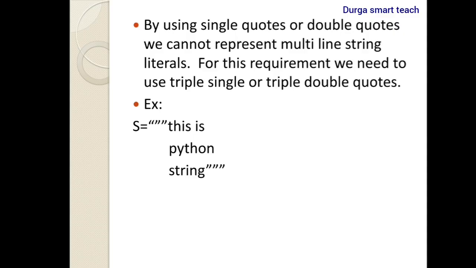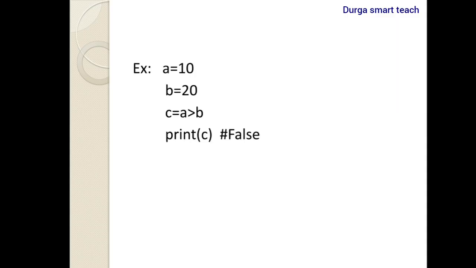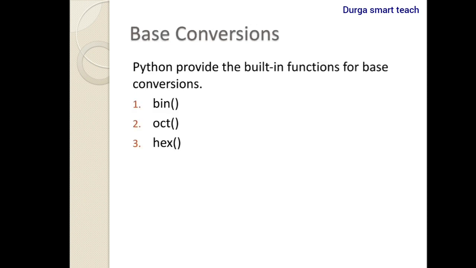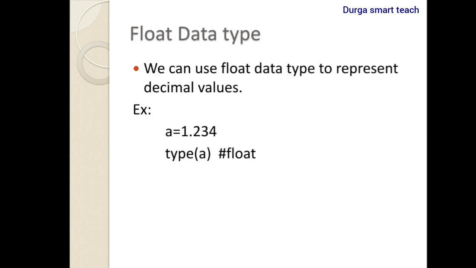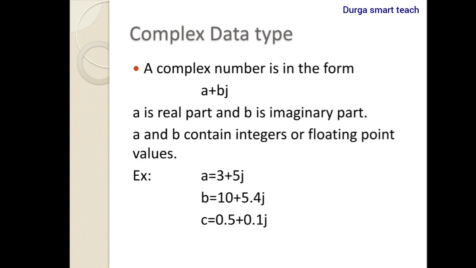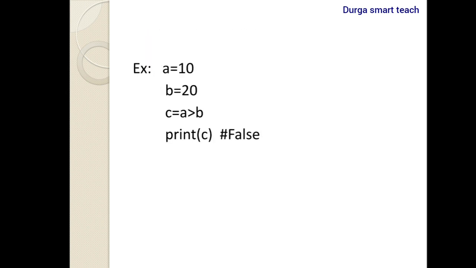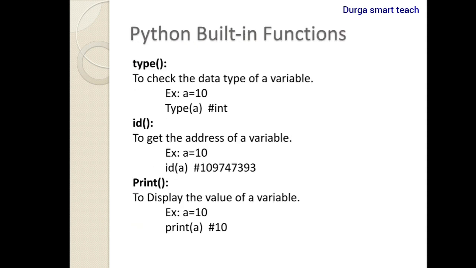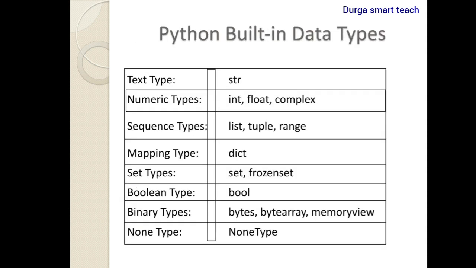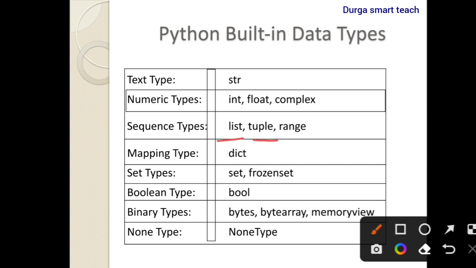Okay, clear? So these are the 5 important data types in Python: int data type, float data type, complex data type, bool data type and string data type. Remaining data types, list, tuple, dictionary, set, all these data types I will discuss in coming videos.